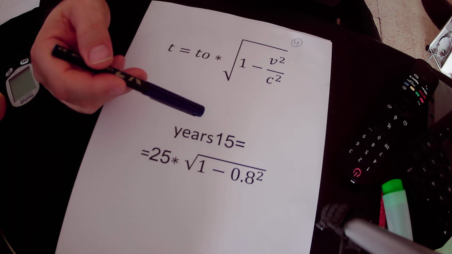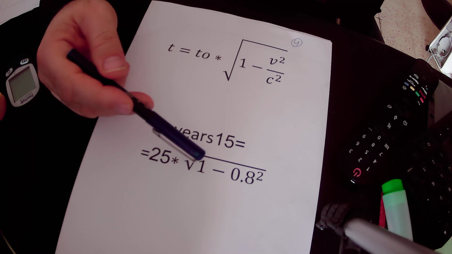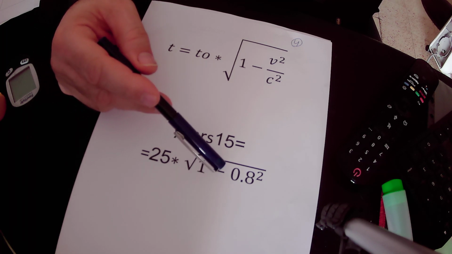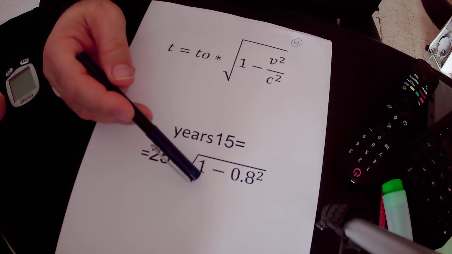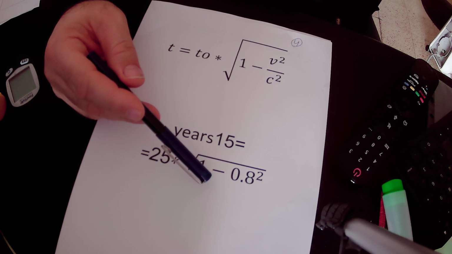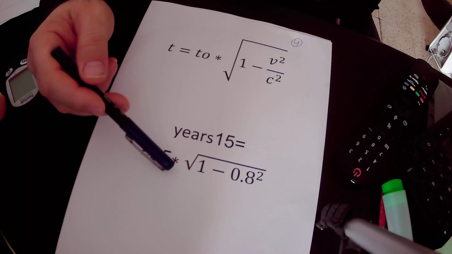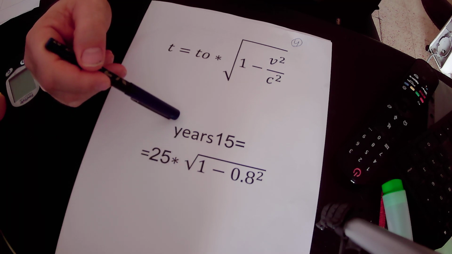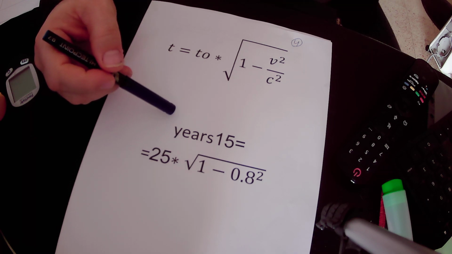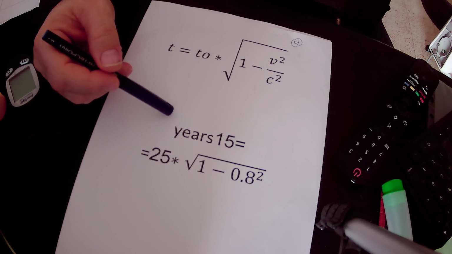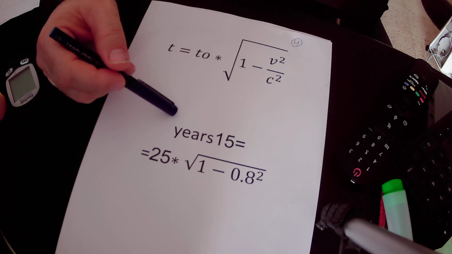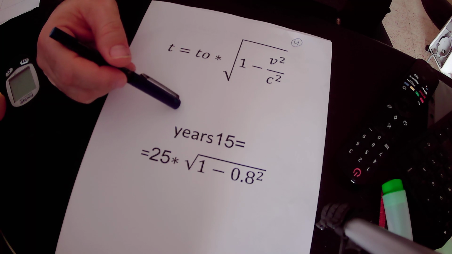So 1 minus 0.8 squared is 0.36, and the root of 0.36 is 0.6, and when we multiply it by the 25 we will get 15 years. So the total time that has passed in the spacecraft that is moving at the speed of 240,000 kilometers per second, during all the journey, is 15 years only.